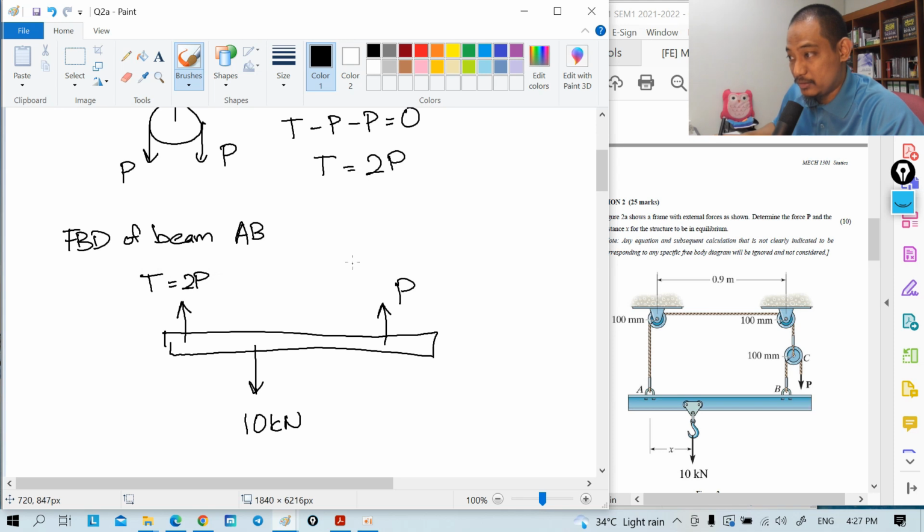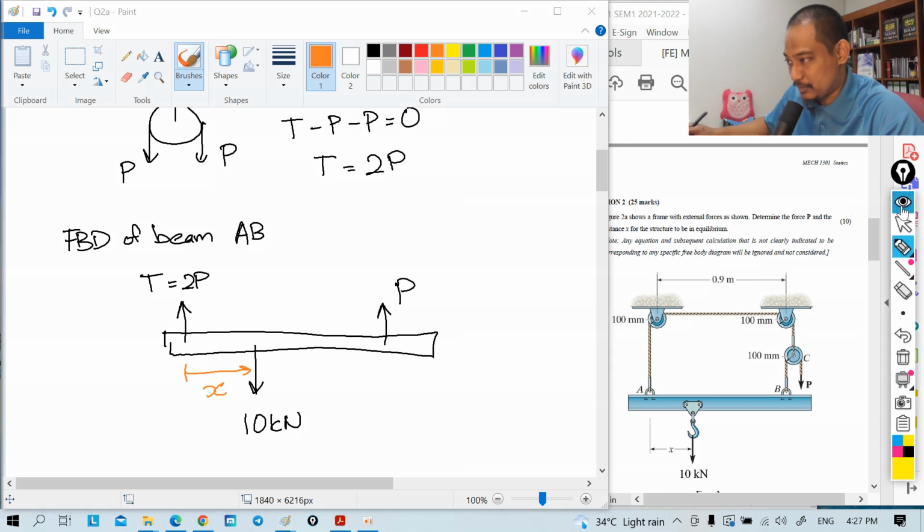And then the distance, right? So from A to this point is given as the distance x. Now here is quite interesting because the distance 0.9 is okay. Let's go there, right?